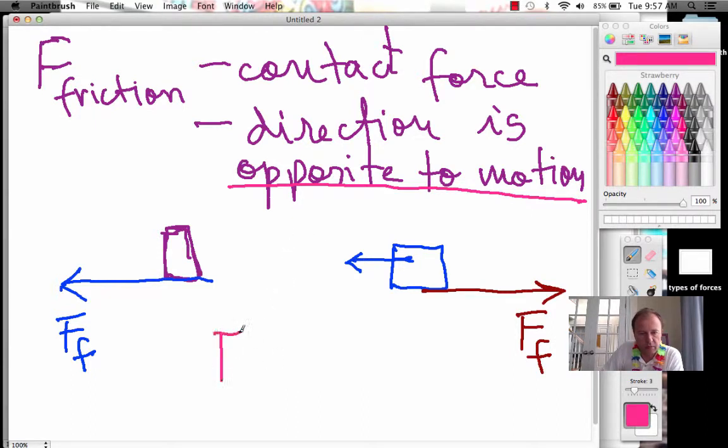And you remember the force of friction equals mu, the coefficient of friction, times the normal force. Okay, what other forces do we have?